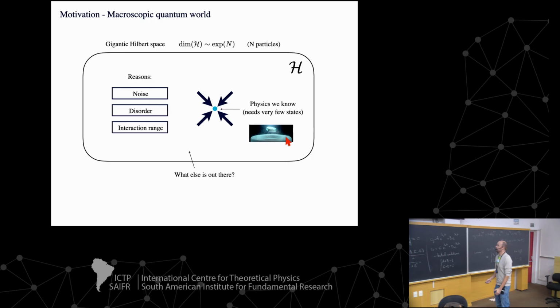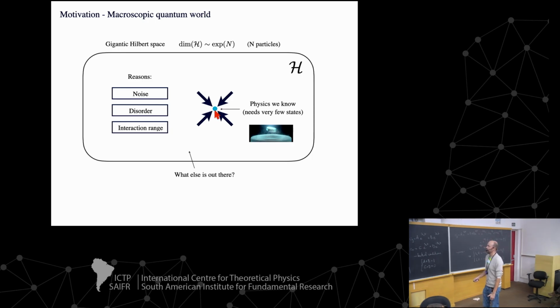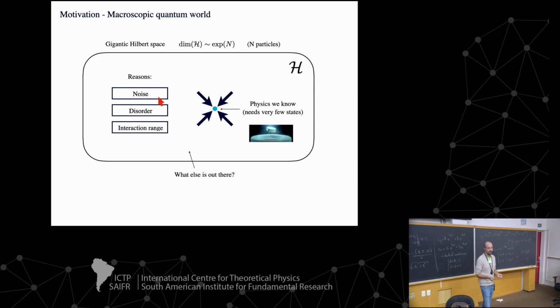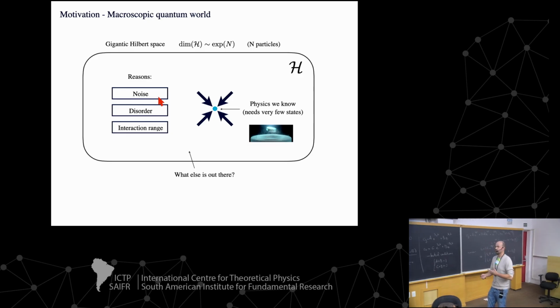So typically the physics only happens in a very small corner of the Hilbert space, and there are many reasons for this. One reason is, of course, every quantum system is coupled to some environment that destroys the quantum nature. There is some disorder in the system. And also, the interactions are not arbitrary, but usually there's a finite interaction range between particles, usually just contact interactions or very short-range interactions.